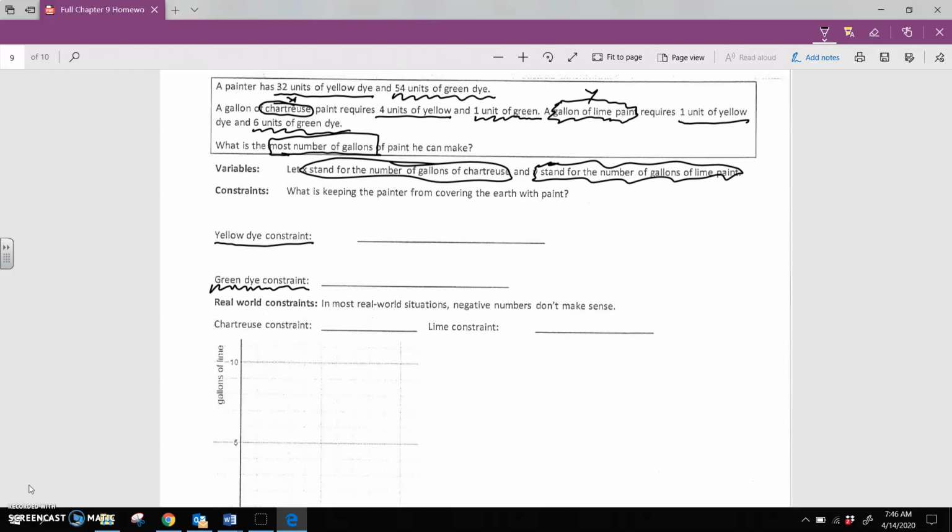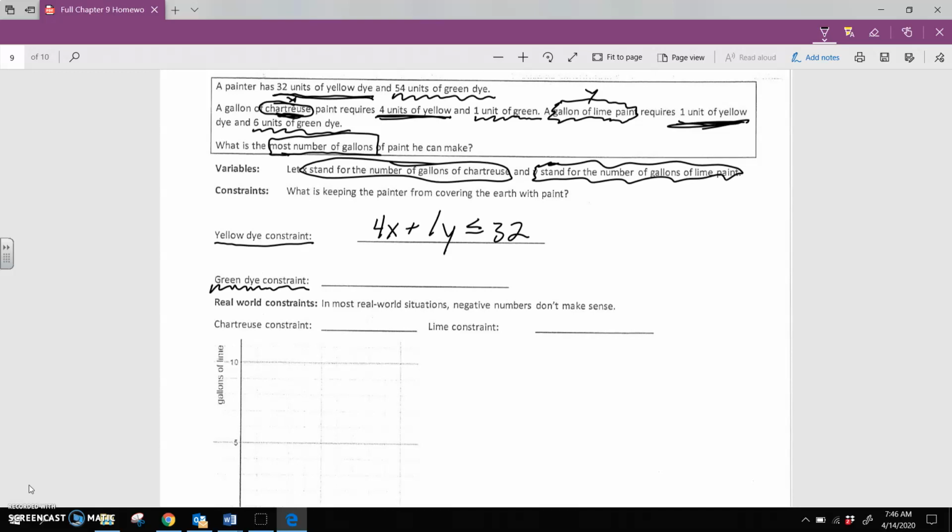So now when I go back to write my yellow dye constraint, I take the 3 pieces that are underlined, 32 units of yellow, 54 units of green. Those are the maximum number of amounts. But when I go to write my equation for chartreuse, chartreuse needs 4 yellows. So that's 4 for each chartreuse. But the second part of that I don't use. I actually now go over to lime, and lime needs 1 unit of yellow, so that's plus 1Y. And again, now I go back up here, the most we can use, so less than or equal to 32.